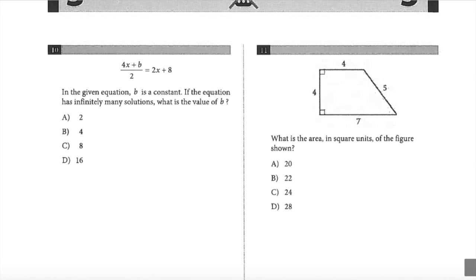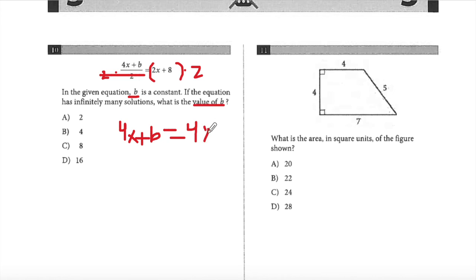All right, number 10. In a given equation, b is a constant. If the equation has infinitely many solutions, what is the value of b? So here you use algebra to solve. So let's do that. So we have 4x plus b. And then what I'm going to do is multiply by 2 on both sides because I want to get rid of the denominator. So that's what I'm going to do here. So obviously we distribute that 2. So it'd be 4x plus 16. And look here, 4x, 4x, b, b. So that means b would have to be 16, which is D.